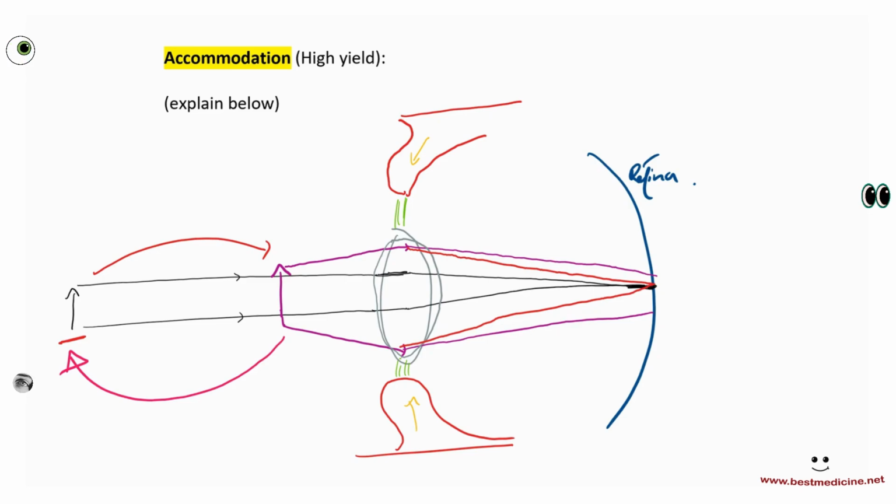So when you start focusing on a faraway object, it's going to cause the ciliary muscles to relax. This will increase the tension on the suspensory ligaments, increasing the flatness of the lens and decreasing the refractive power of the lens so that the light rays are focused correctly onto the retina. So that is far sight accommodation.